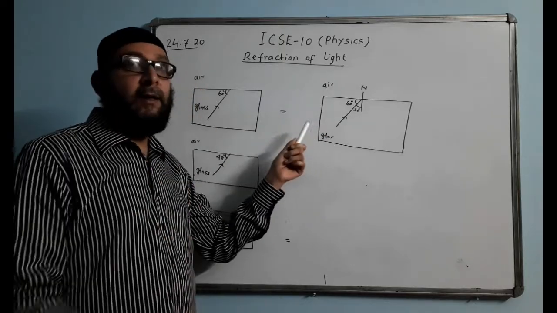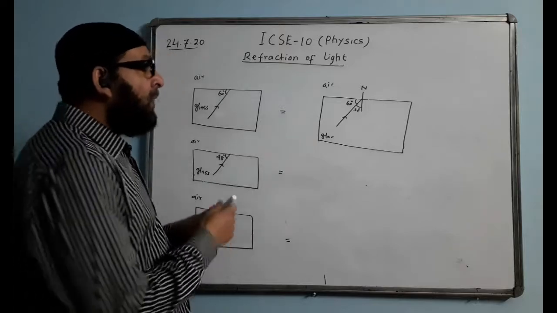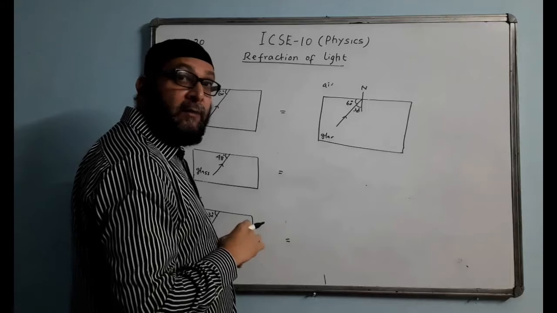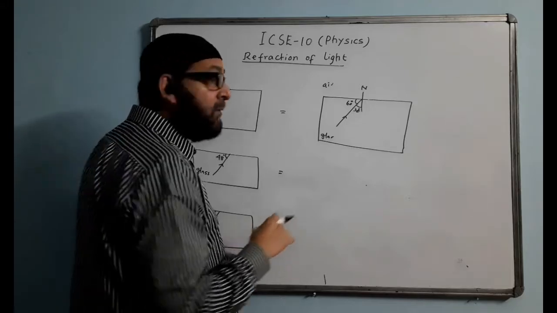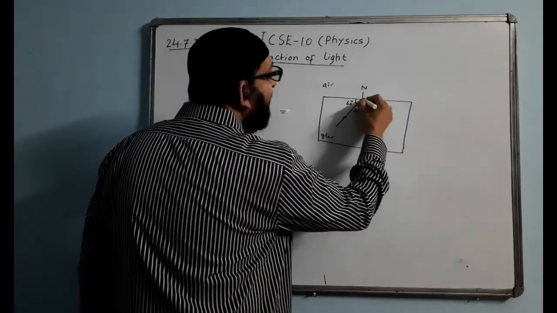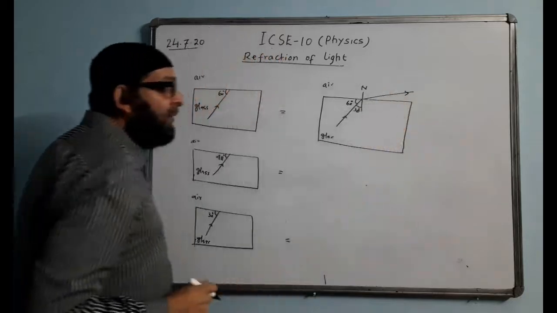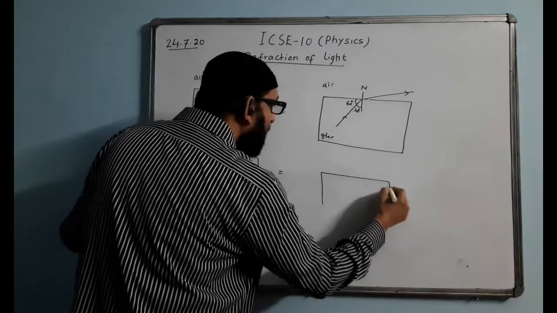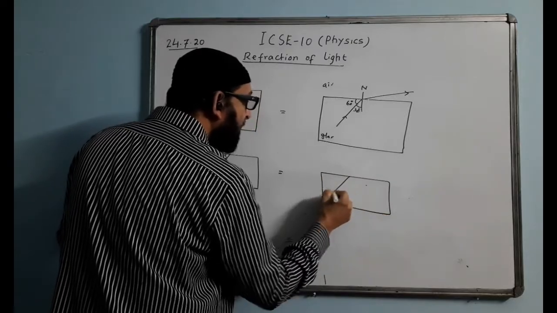What is the value of the critical angle? 42. Here we find the angle, which is 30 degree, is less than the critical value. Critical value is 42. The angle is less, so the ray will be refracting away from the surface like this. Refraction will be taking place. Second diagram we will draw over here and see. Same way.